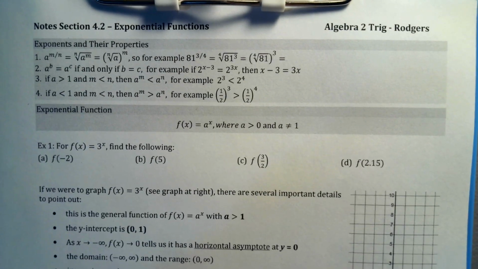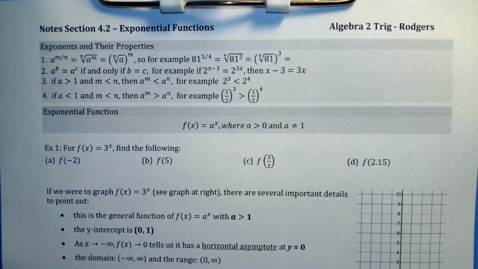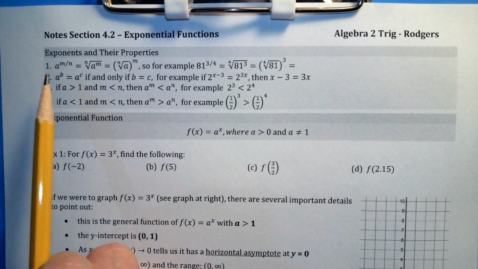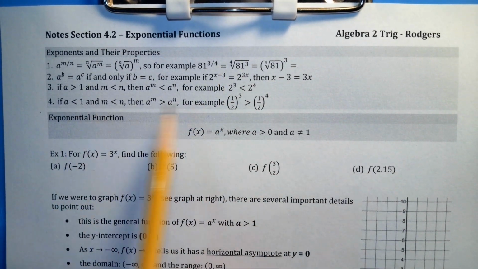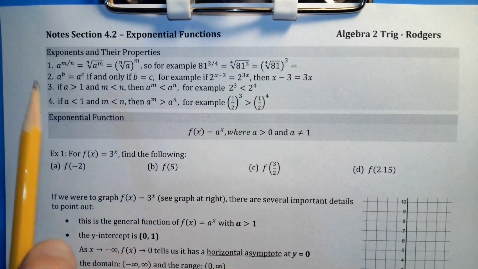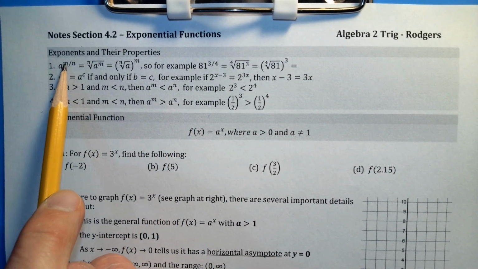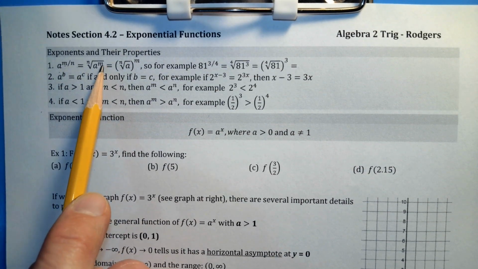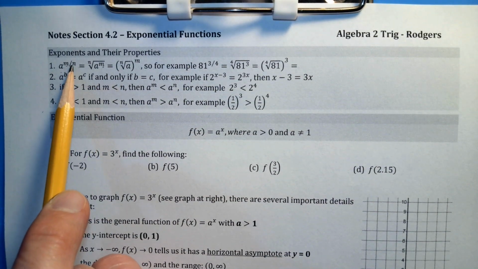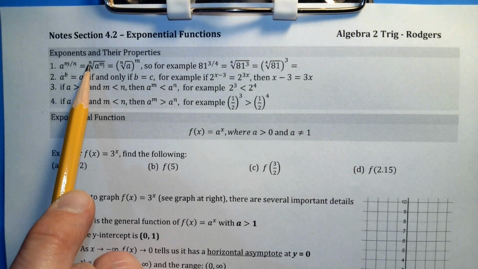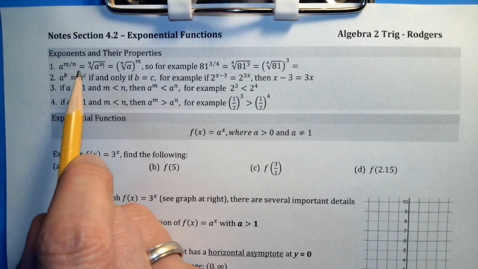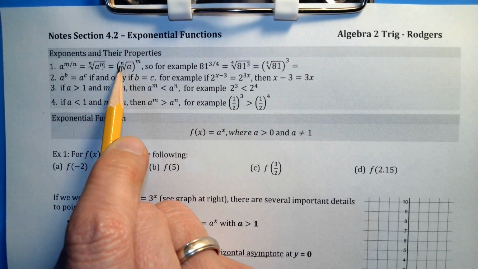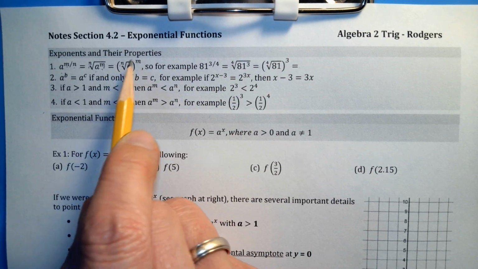Okay, so this video is dealing with section 4.2, which is starting to talk about exponential functions. So let's review some things that we already know, but also some new things here. If we have a raised to the m over n, so the exponent is a fraction, remember that the numerator is the power that a gets raised to, and the denominator is the root or index. Also, we can do the nth root of a to the m, or we can do the nth root of a, and then raise that to the m power.